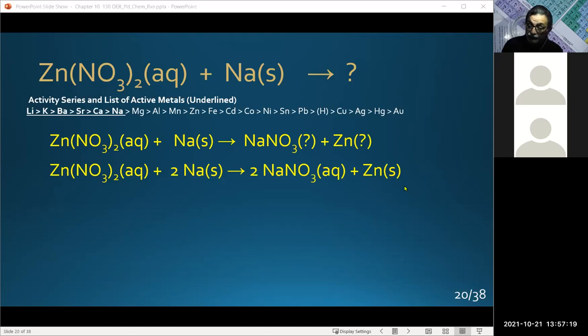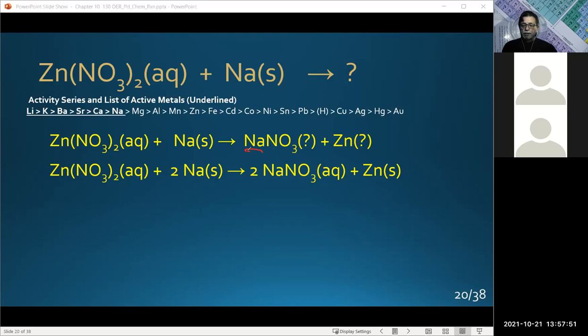Now, with respect to the states, that's where the solubility rules come into play. We know that the top 4, remember, lithium, sodium, potassium, and ammonium, anything bonded to those 4 are soluble. So the sodium nitrate is soluble. Zinc is a metal, okay? And we know that of all the metals, there's only one metal that's a liquid, and zinc is not one of them, so it's a solid.